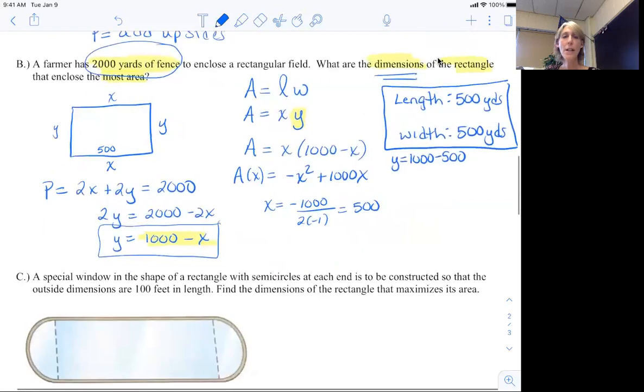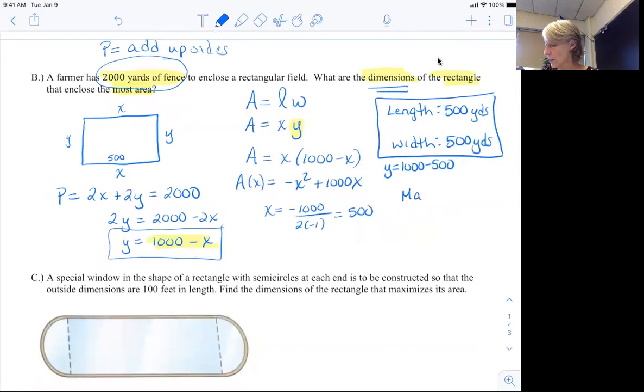The other thing I wanted to mention here is, what if I asked you for the maximum area? If I ask you what is the maximum area, be careful when you're reading the problem. You can use your area function, or you can just go back to your length times width. And whatever that value is, what is it going to be? 500 times 500, I'm bad with my zeros.